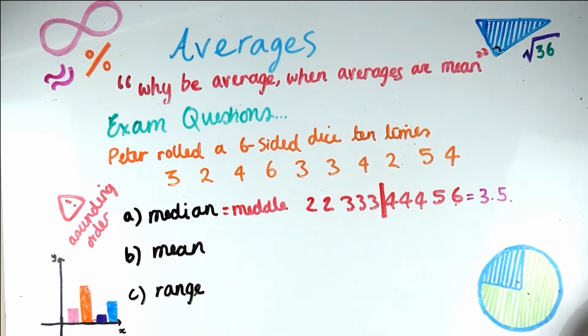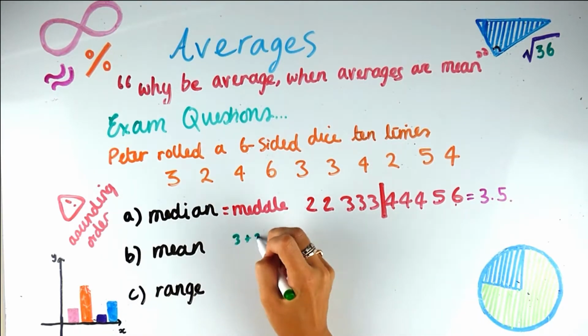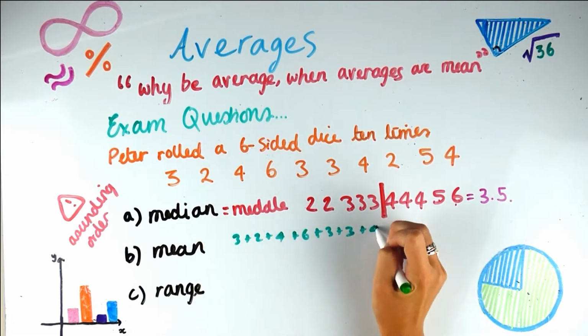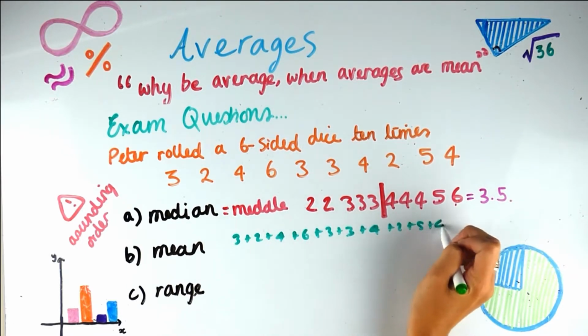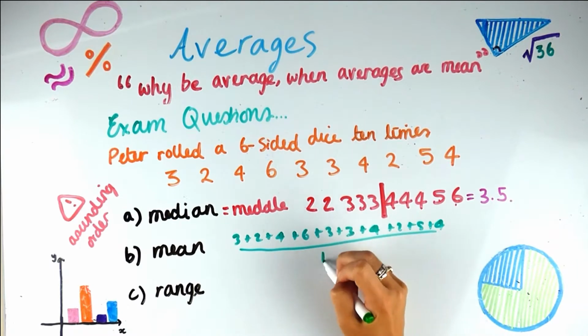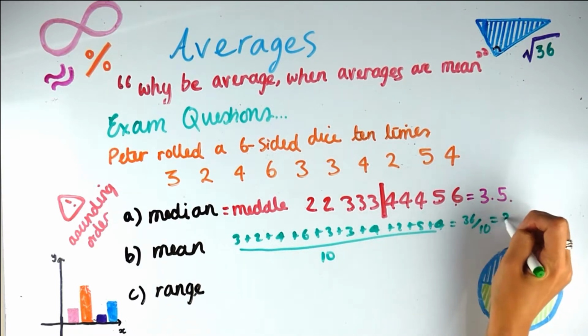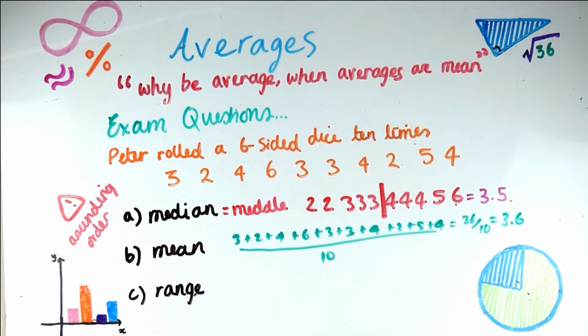For the mean, this is where you add them all up and divide by the number you have. So we're going to have 3 plus 2 plus 4 plus 6 plus 3 plus 3 plus 4 plus 2 plus 5 plus 4 divided by 10. And that, if you add that up, is 36 divided by 10, which is 3.6, which is a number you can't actually roll on the dice, so that would be quite impressive. Anyways, let's move on to the range.